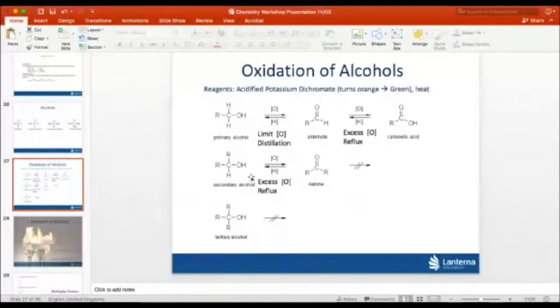Secondary alcohols only do full oxidation with excess oxidizing agent and reflux to a ketone, and your tertiary alcohols don't do anything. The kinds of questions that come up on this are mostly in a reaction scheme. For higher level, for example, they might say an alkane goes to a carboxylic acid. How does it do this?